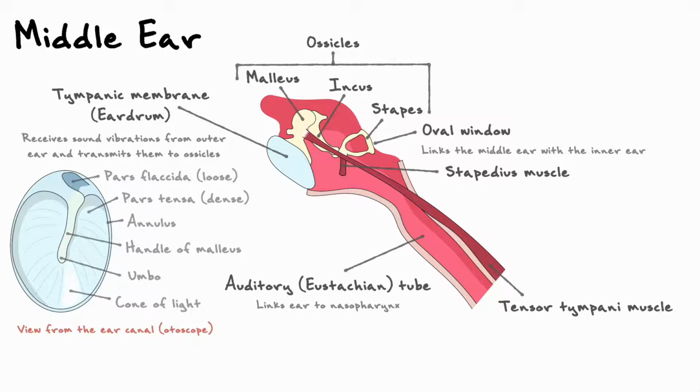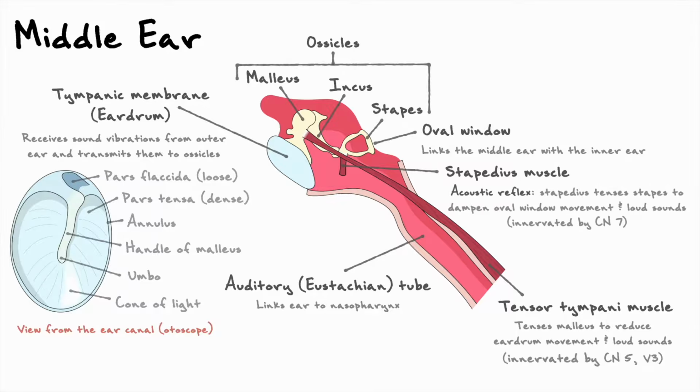The tensor tympani, which is innervated by the fifth cranial nerve, pulls on the malleus and thus reduces the movement of the eardrum. The stapedius, which is innervated by the seventh cranial nerve, pulls on the stapes to reduce oval window movements. In both cases, less movement of the middle ear reduces the energy that is transferred to the inner ear. This mechanism of sound dampening is also known as the acoustic reflex and is super important to protect the ear in the case of loud sounds.